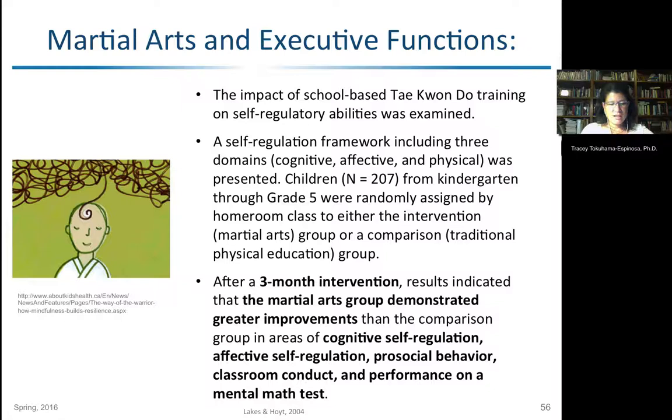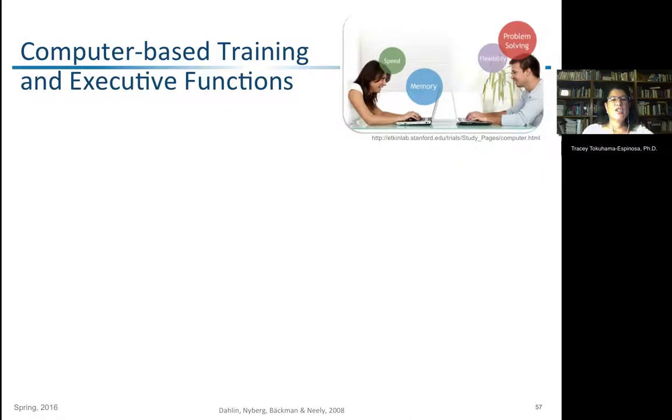In other studies, this is also Lakes again with another colleague earlier on, with a larger group of students, she found that even just 3 months of intervention, it didn't have to be this 9 months of intervention, the martial arts group, or the ones who did Taekwondo, had greater improvements in cognitive self-regulation, affective self-regulation, pro-social behavior, classroom conduct, and performance on mental math tests. So these findings seem to support that it would be beneficial to include some kind of martial arts, Taekwondo for example, if we are out to improve executive functions. And this doesn't have to be something that takes up extra time in the curriculum. It could be something that's included in normal physical education classes.